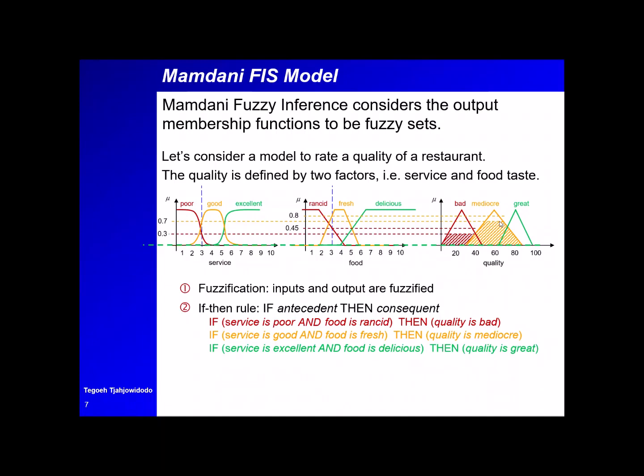But the output that you see here, the one that I put in hash area there, this is still in fuzzy language. To us as humans, we don't understand what this means. If this value is given to me, I don't understand by looking at this figure what the quality of the restaurant is. So what we have to do now is defuzzify this fuzzy variable in the quality.